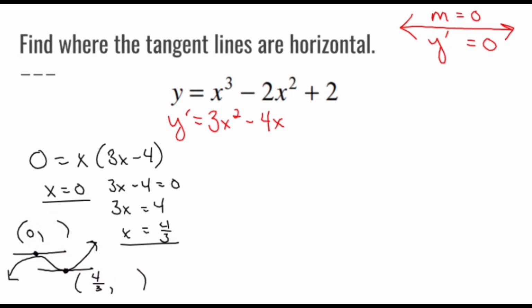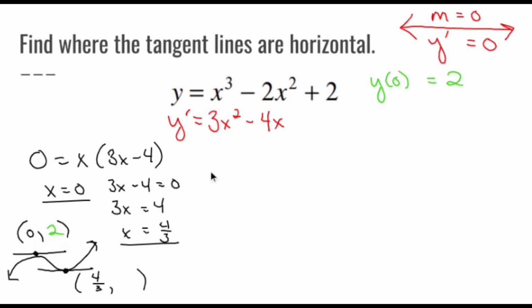But I can find the y value by taking 0 and 4/3 and plugging them into the original equation. Not the derivative, the original equation, because that gives me the exact locations where these tangent lines are horizontal. So let's do the easy one first. Let's find y of 0, which means I plug 0 into the original equation. So 0 cubed minus 2 times 0 plus 2 is going to be 2. When I plug 0 into the original equation, I get 2, bada bing.